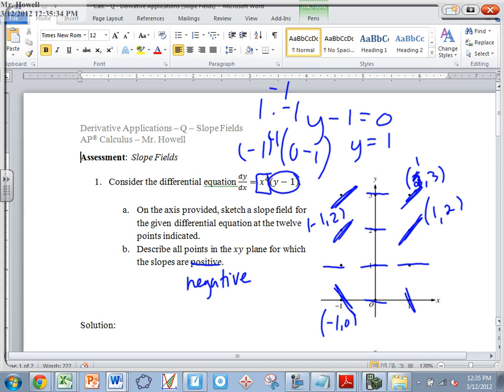When y is 1, guys, take a look. When y is 1, you get all these flat lines, don't you? That's 0. It's not negative. I want to know when it's negative only. So y is less than 1. It doesn't equal 0. And what was the x part? X doesn't equal 0.